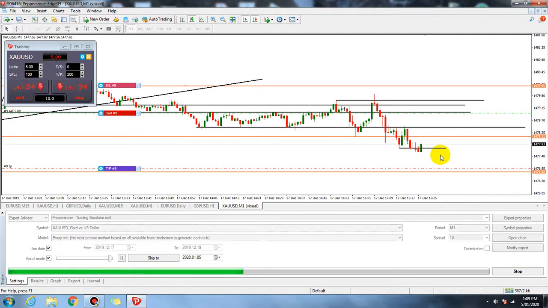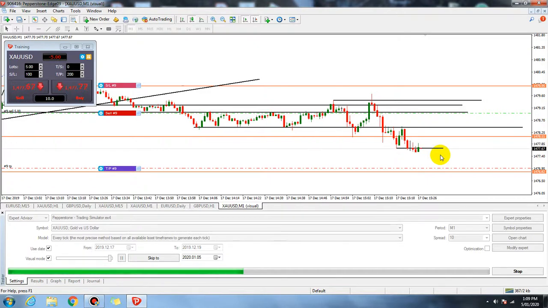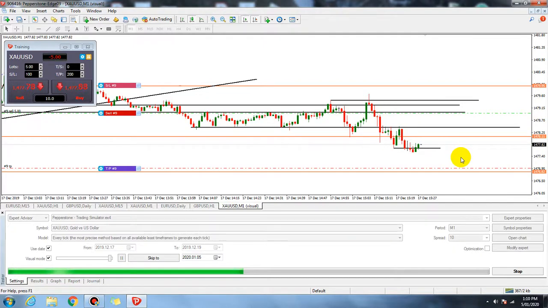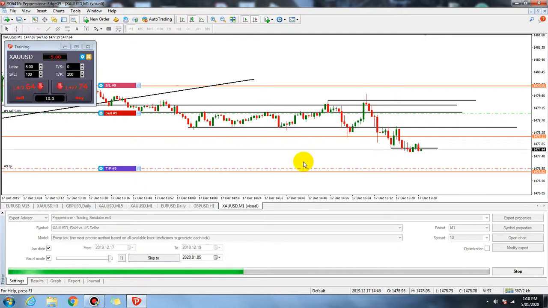Retesting. Really want to break. Press for it now. No, almost. Will it come up?